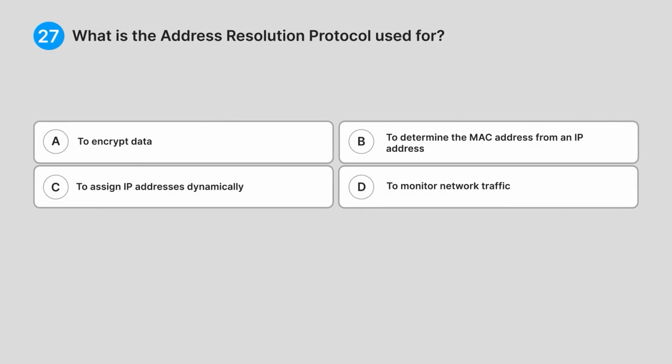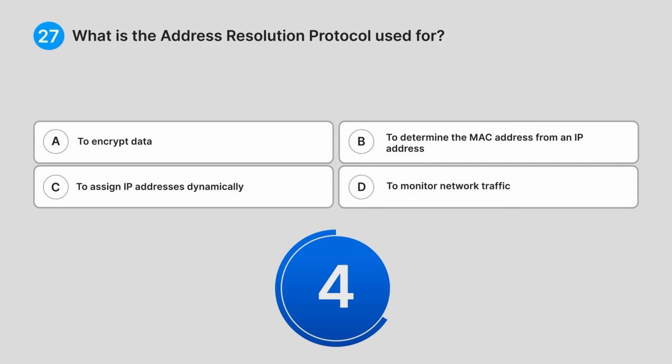27. What is the address resolution protocol used for? A. To encrypt data. B. To determine the MAC address from an IP address. C. To assign IP addresses dynamically. D. To monitor network traffic. What do you think is the answer?